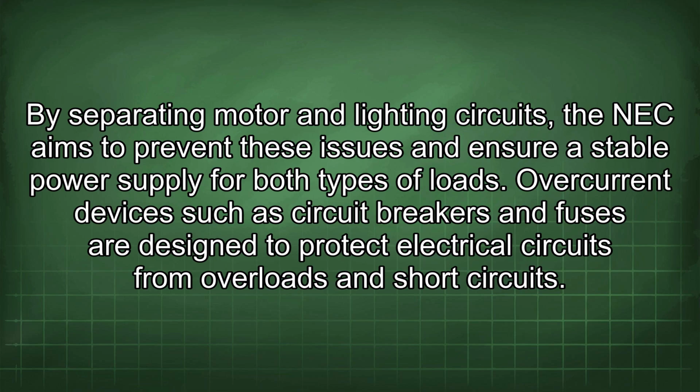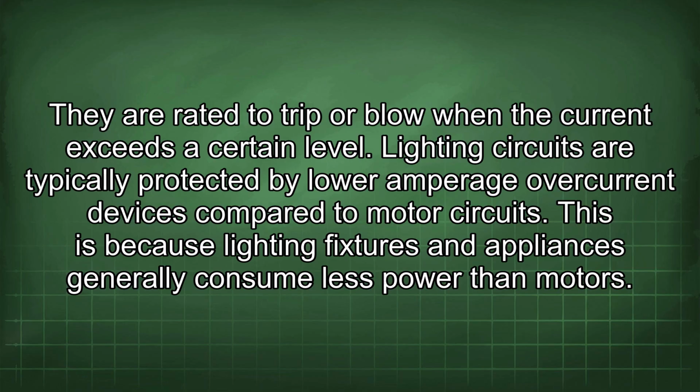both types of loads. Overcurrent devices such as circuit breakers and fuses are designed to protect electrical circuits from overloads and short circuits. They are rated to trip or blow when the current exceeds a certain level. Lighting circuits are typically protected by lower amperage overcurrent devices compared to motor circuits. This is because lighting fixtures and appliances generally consume less power than motors.